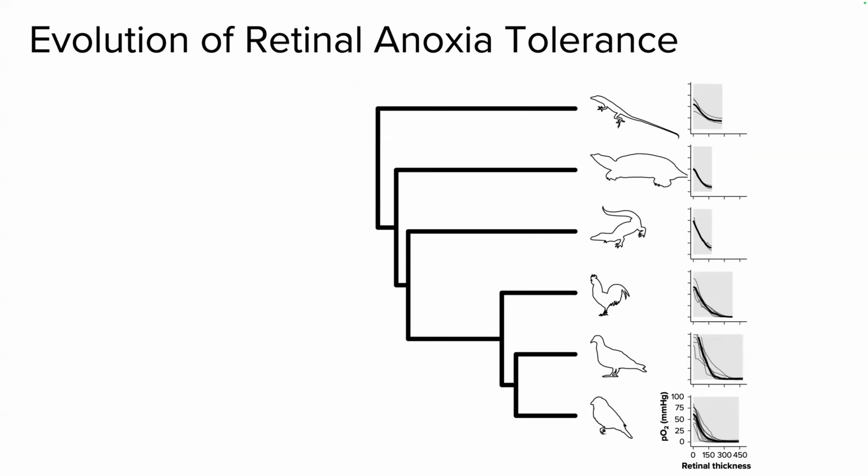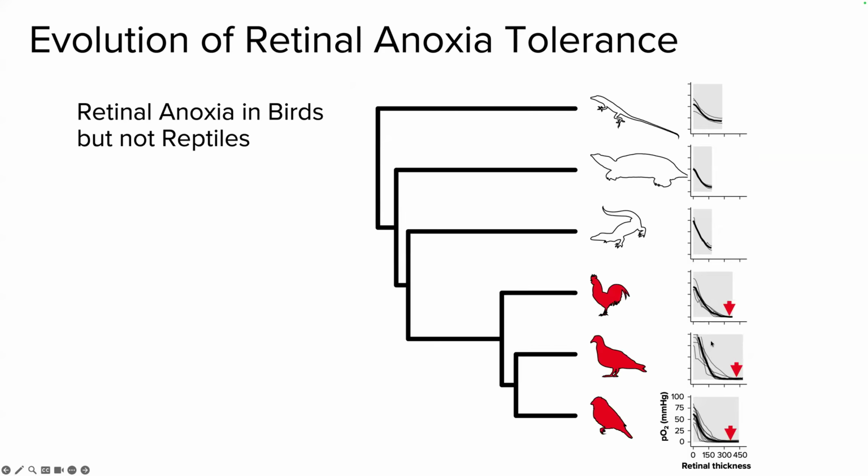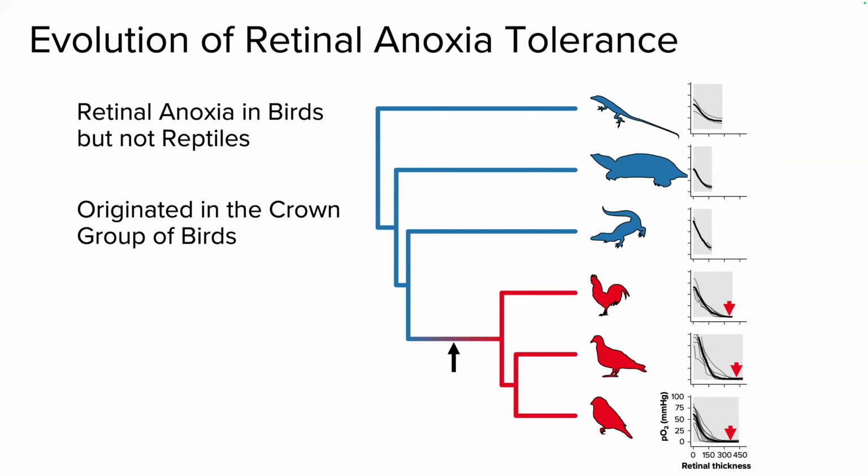We did the same measurements of oxygen in the eye of these animals, where we could see that the anoxic phenotype is something that is restricted only to the birds and not present in the reptiles, suggesting that it's probably a trait that originated in the crown group of birds after the split from the crocodiles, but before the radiation of the current living birds.